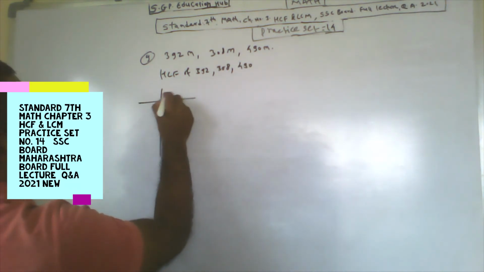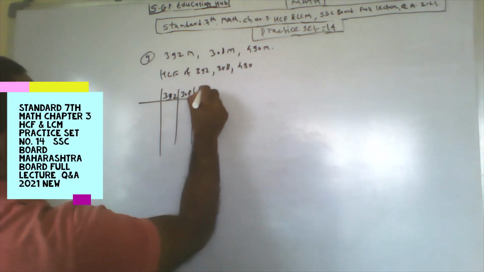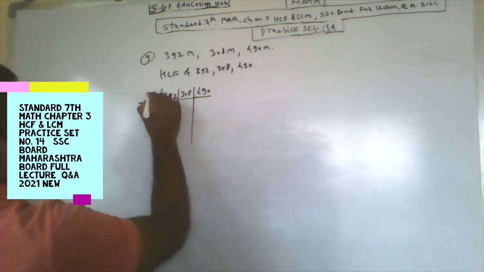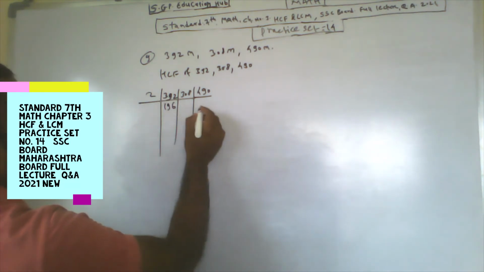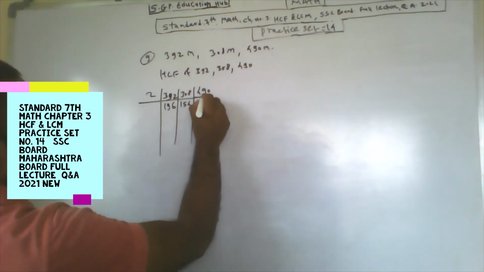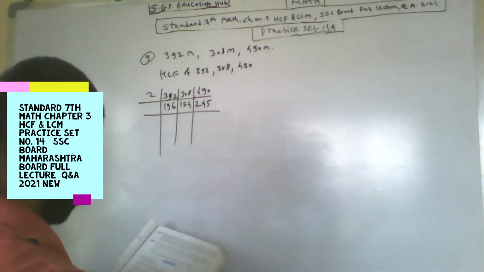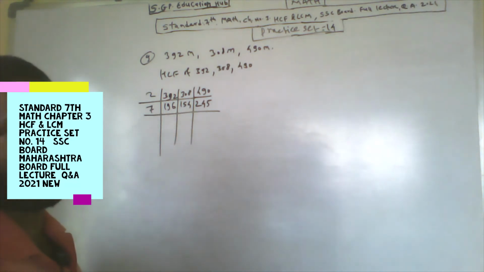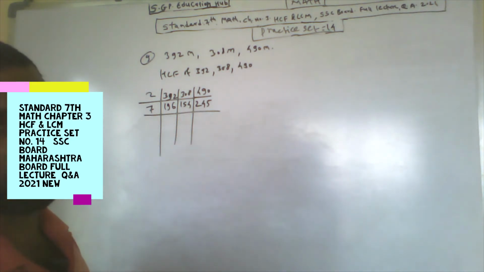Okay, 392, 308, 490. All three numbers are even numbers, so start with 2. Now with the help of 7, how? With the help of 7, not 3, because of the test of numbers.